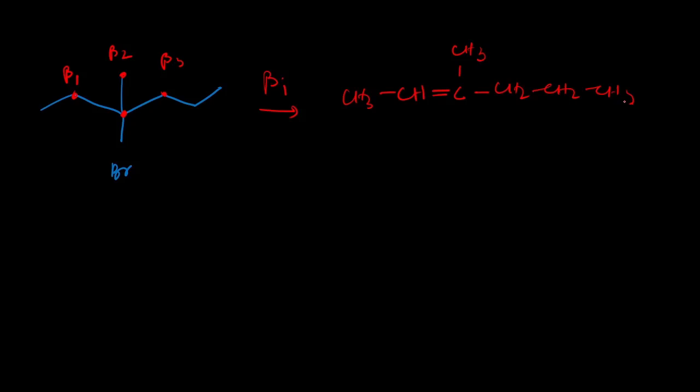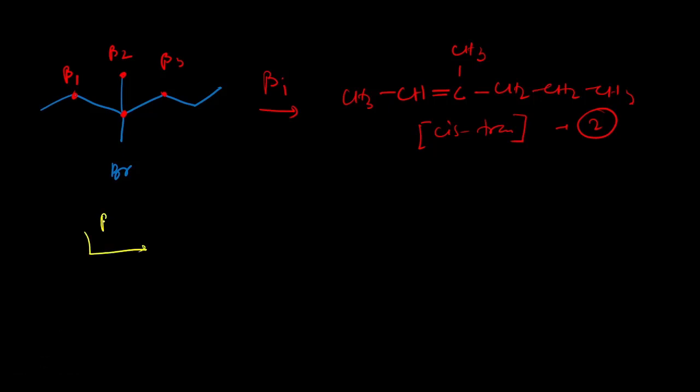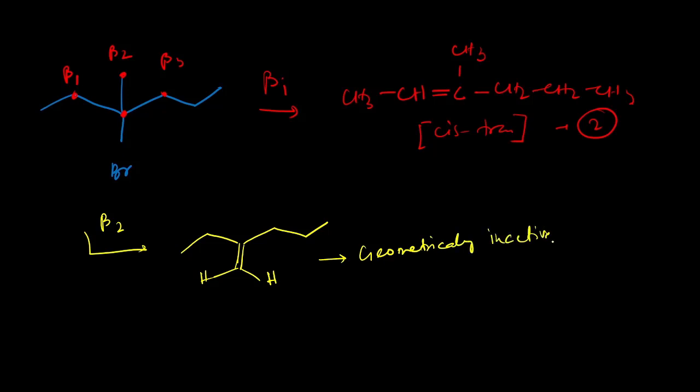So cis-trans isomerism is possible for this molecule. So we have two products here. If you remove hydrogens from beta 2, we will have this kind of product. But cis-trans isomerism is not possible because this is geometrically inactive, since we have two hydrogens here, so we have only one product here.